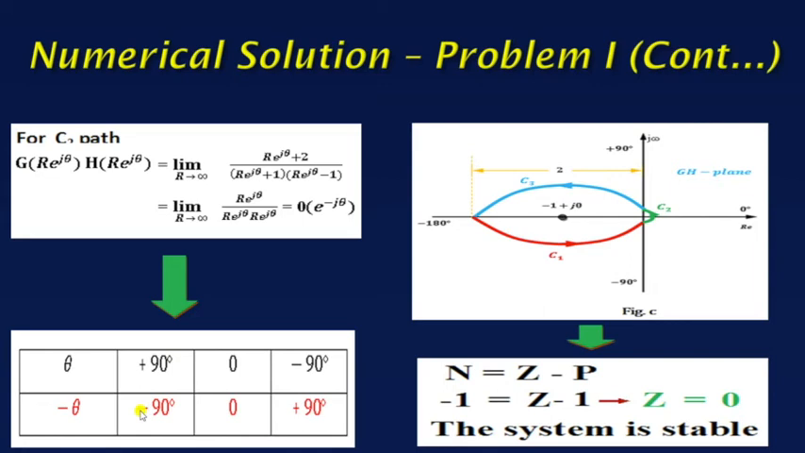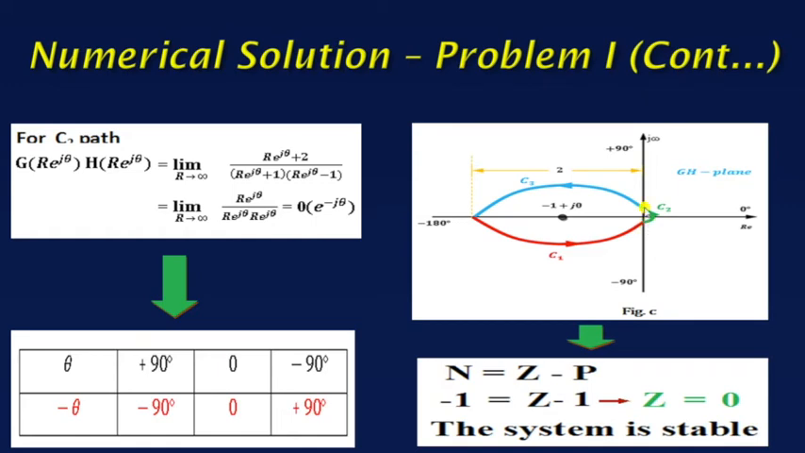So the starting point of C2 and the ending point of C1 are the same. Magnitude is 0 and angle is minus 90. So this also has magnitude 0 and angle minus 90. So this is the starting point of C2, and at minus 90, this point is 0. Then this point is plus 90. This is the end of this C2 path. But these are at the origin.